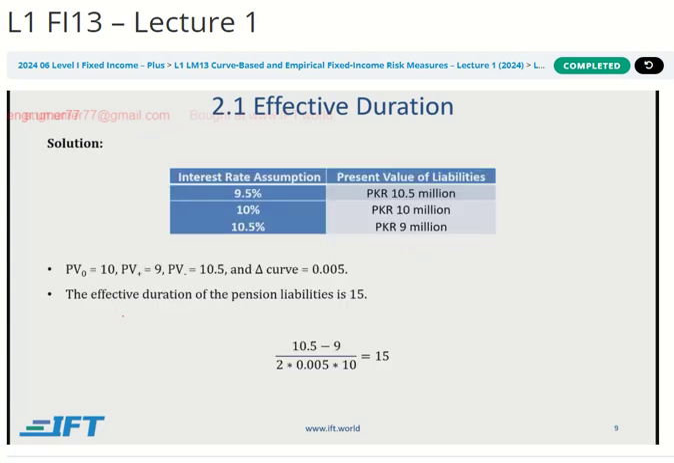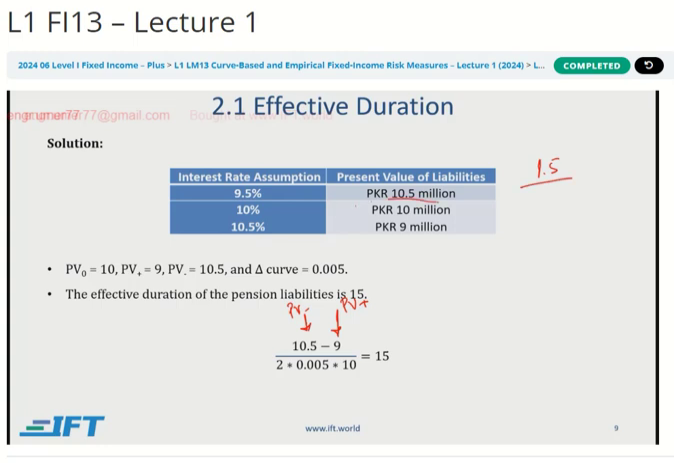Right. So hopefully you were able to do it. You plugged in the data where, when the interest rate is going down, the PV minus is 10.5, and when the interest rate is going up, your PV plus is 9. And as you can see clearly, it is falling by 1.5 million. That's a lot, right?